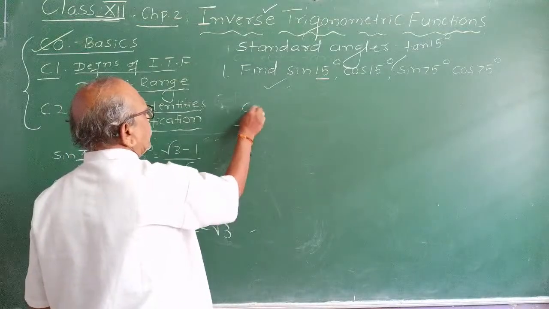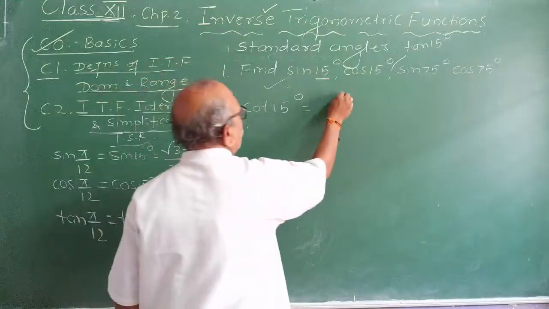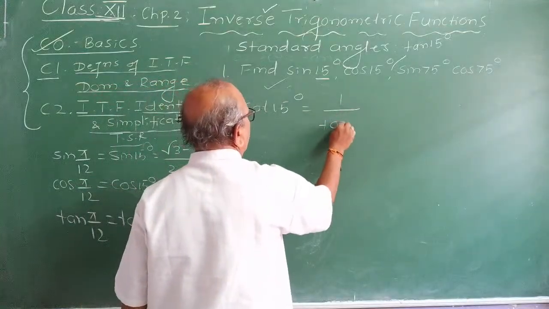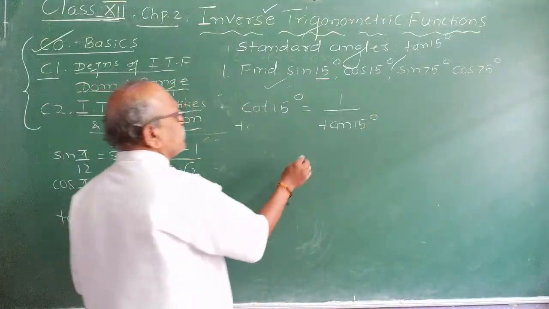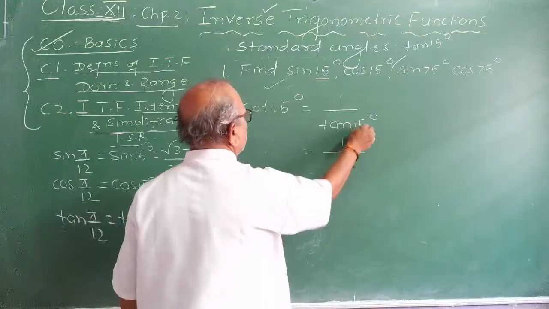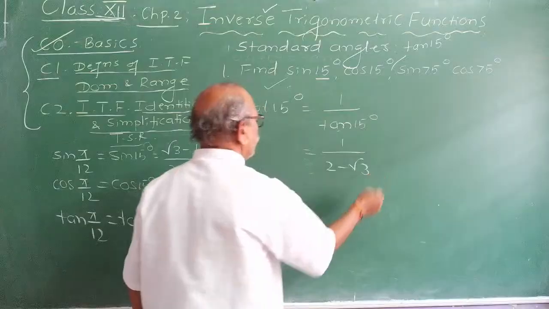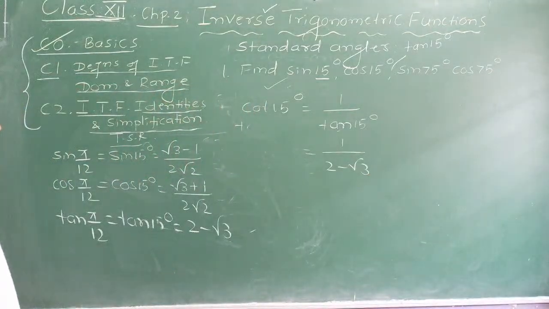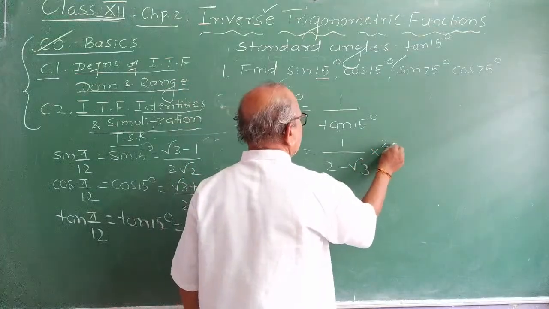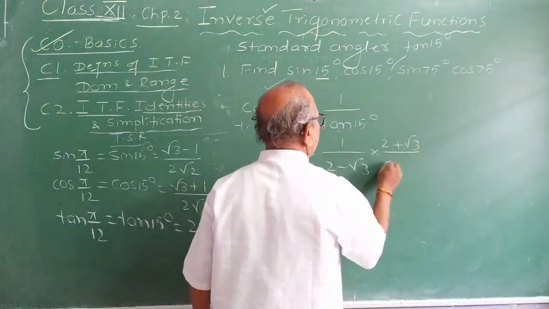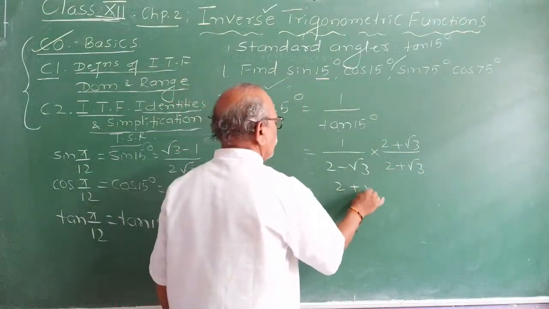Now can you generate cot 15 degree, extend it to cot 15 degree. You know that cot 15 degree is 1 upon tan theta, reciprocal relation. 1 upon tan 15 degree. Observe how interesting it is. You will get 1 upon, what is tan 15 degree? Tan 15 degree is 2 minus root 3. Observe carefully. Now you rationalize the denominator. To rationalize the denominator, multiply and divide by 2 plus root 3. Now you will get 2 plus root 3.